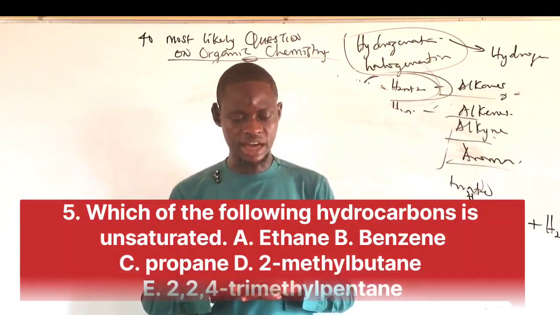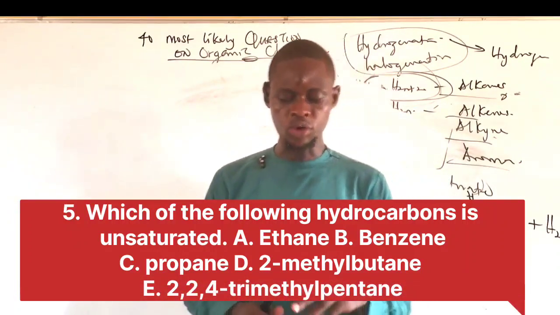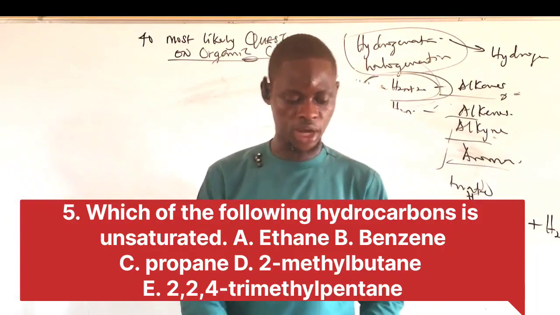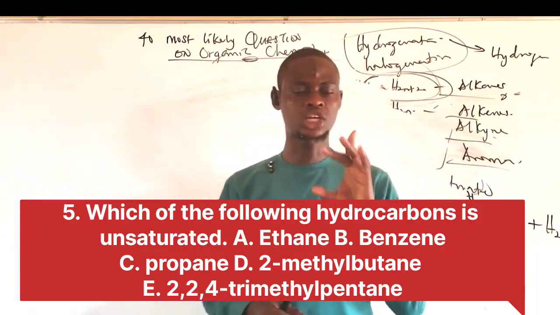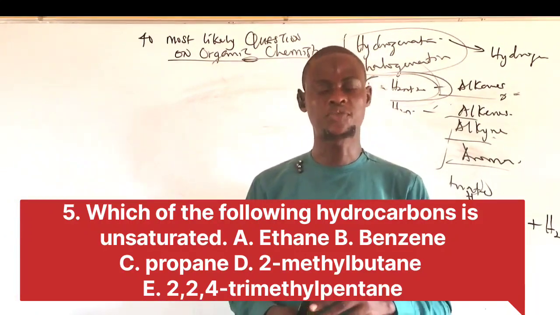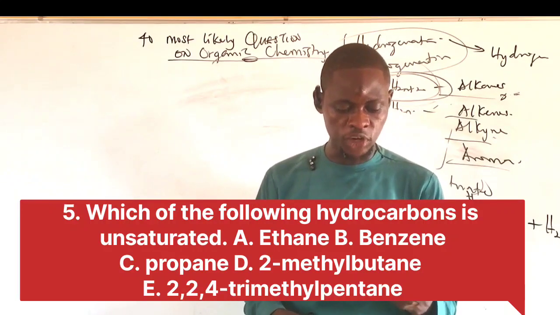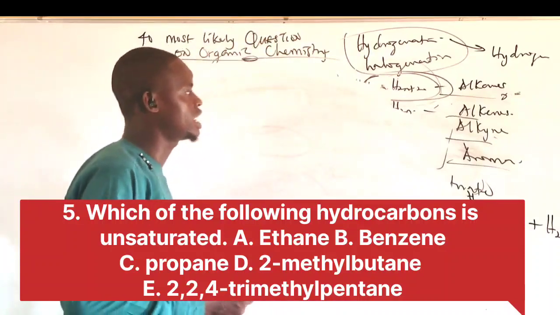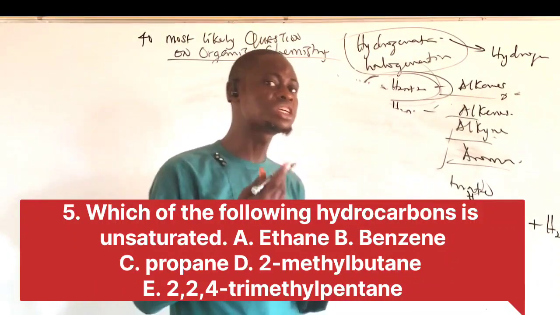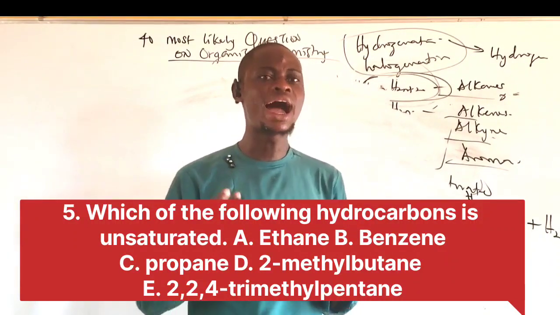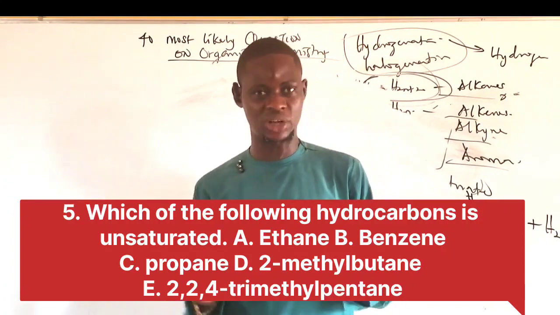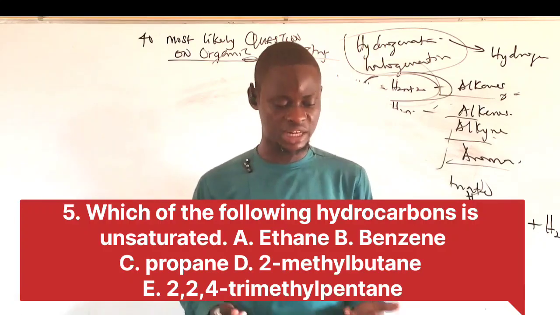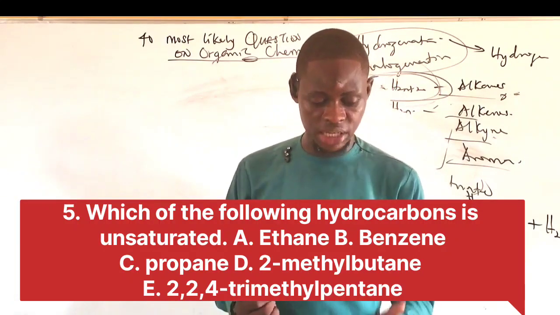Altogether, I think I've been able to give you 4 questions now, and we are going to 40. Question 5 that I've seen so far in this. Please take note of this question. Question 5 is, which of the following hydrocarbons is unsaturated? Now, we know that unsaturated hydrocarbons are either alkene, alkyne, or aromatics. Aromatics are like benzene. They are aromatic, they are unsaturated hydrocarbons.